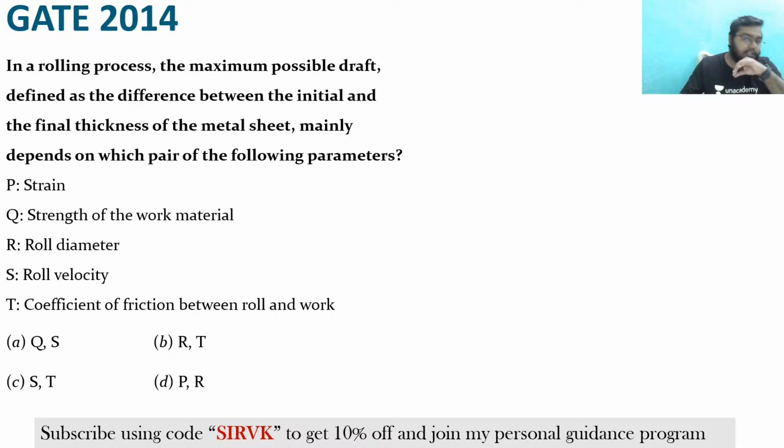In a rolling process, maximum possible draft is defined as the difference between initial and the final thickness of a metal sheet, mainly depends on which pair of the following parameters. Again, same type of question is being asked, but it is reframed in a different way.